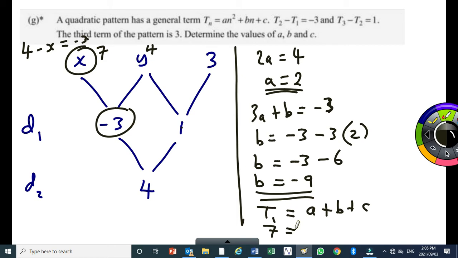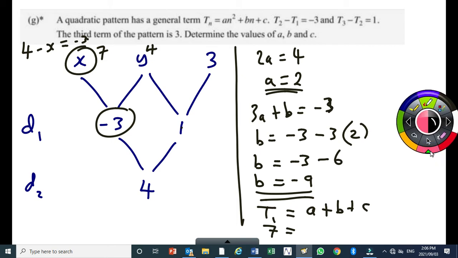You need to be aware that if you want to get this 1, how did you come up with that 1? 1 is equal to T3 minus T2. T3 minus T2 is negative 1. This 3 minus 4 is negative 1.